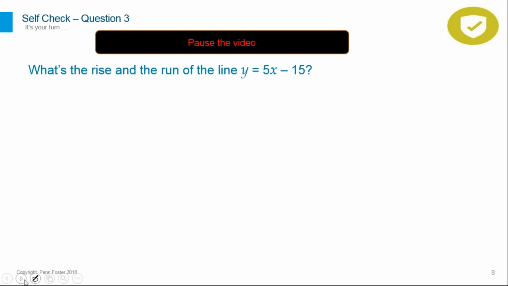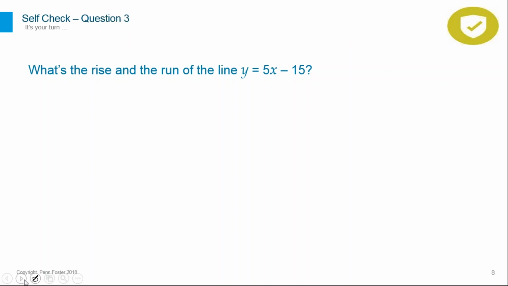Let's do the question together. What's the rise and the run of the line y equals 5x minus 15? We will use the double intercept method to find 2 points on the line. We can either graph the line and go from there, or use the formula m equals the difference in the y's over the difference in the x's.